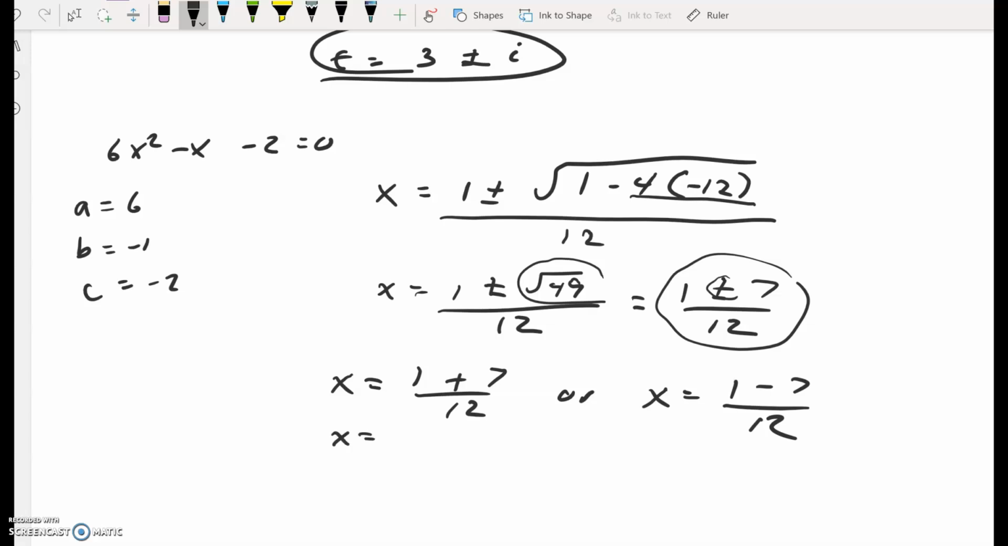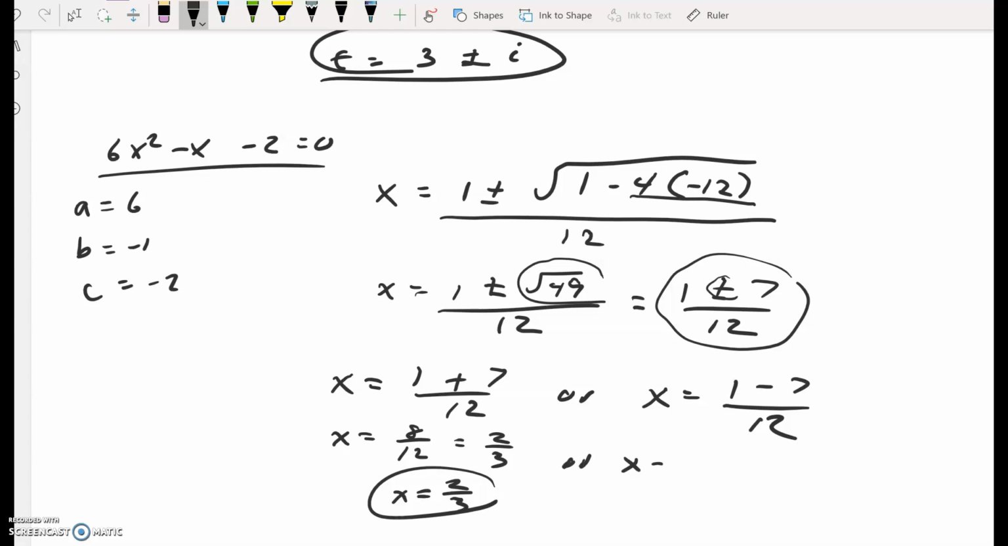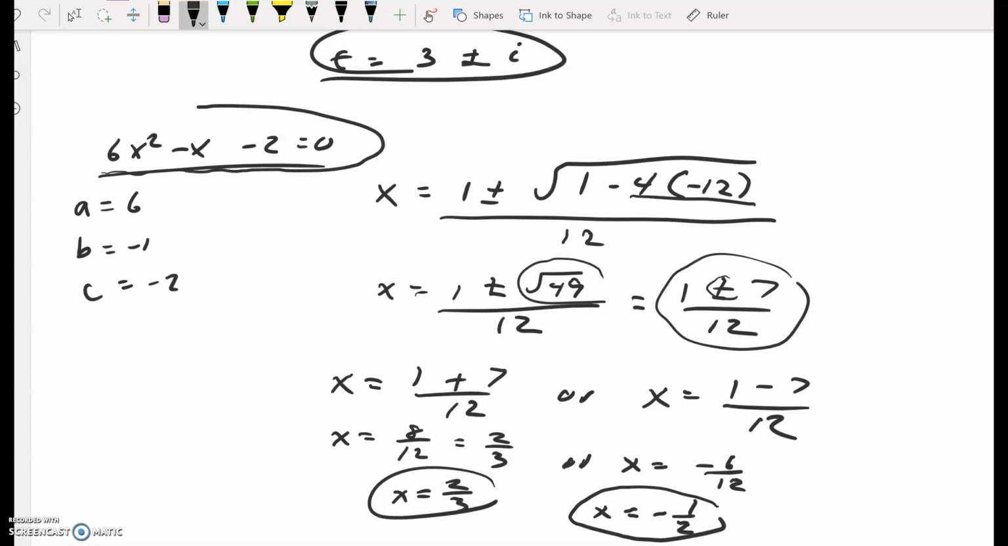So here we have x equals 8 over 12. Divide top and bottom by 4, that'll be 2 over 3, so x equals 2/3. That's one of our solutions to this original equation. And then we have or x equals 1 take away 7, that's negative 6 over 12. And that's negative 1/2 if you divide top and bottom by positive 6. So we have these two solutions, 2/3 and -1/2. Both of them would work there.